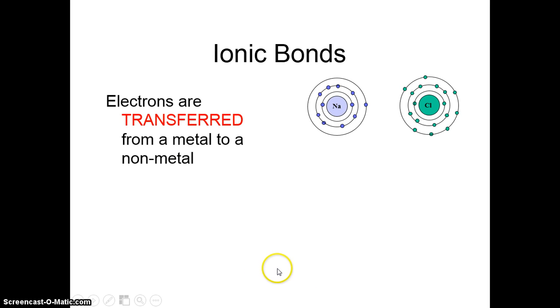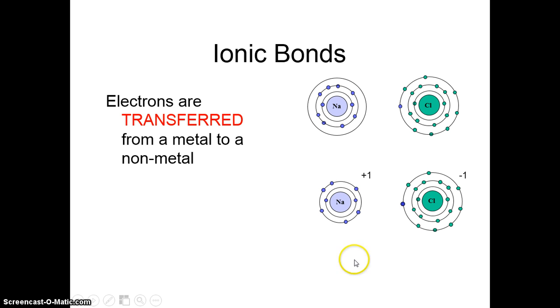Let's look at ionic bonds first. This is where electrons are actually transferred from a metal to a nonmetal, and that allows them to have a charge of positive one or minus one, depending on how many electrons are transferred. Sodium gave up one electron to the chlorine, so chlorine becomes -1 and sodium +1. Electrostatic attraction is what then holds them together.